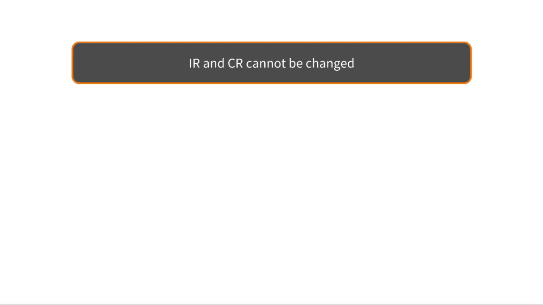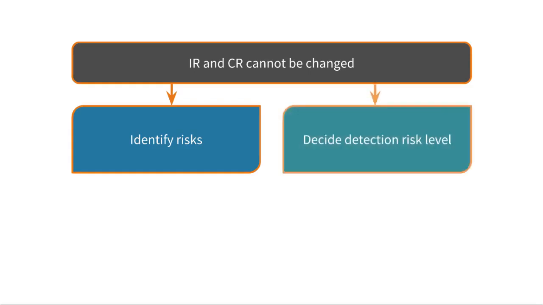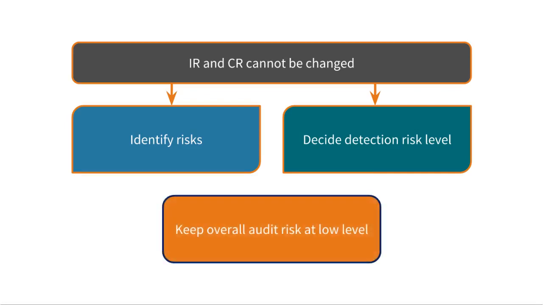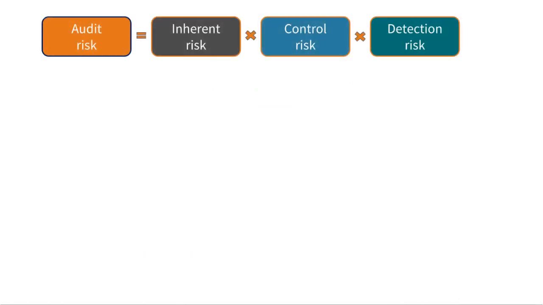So we can see that inherent and control risk cannot be changed. The auditor therefore needs to identify these risks, which will then help them decide what the detection risk level can afford to be. This audit risk model needs to ensure the overall audit risk is kept as low as possible. If the auditors have a tricky client and inherent and control risk are high, then detection risk must be low.